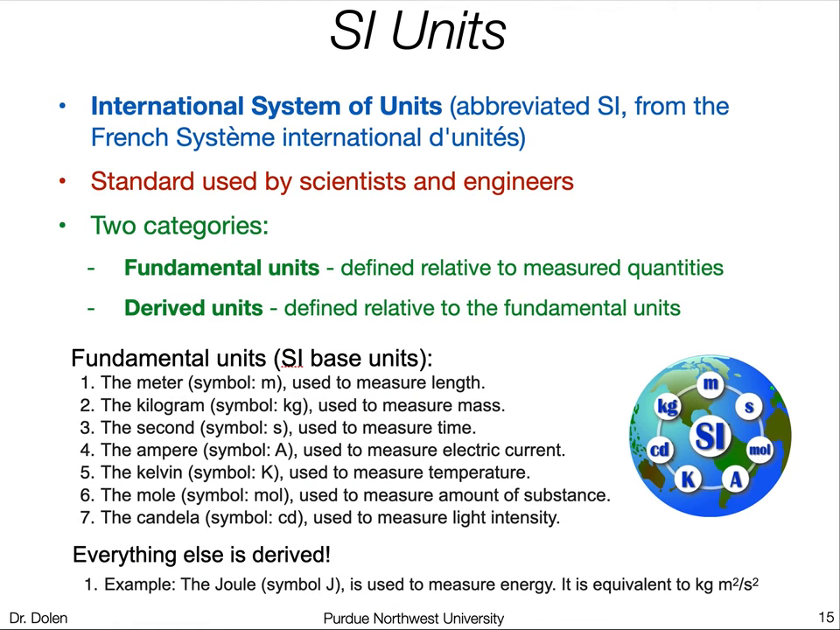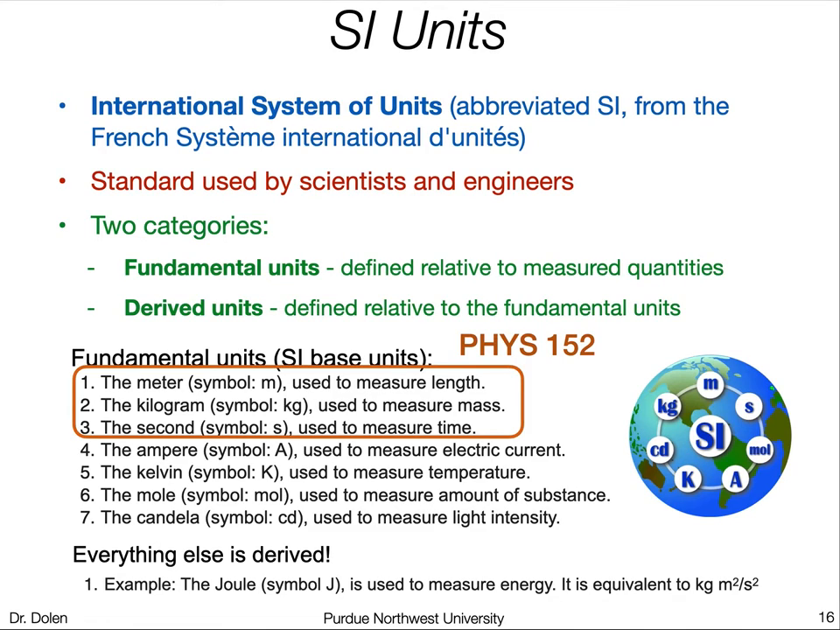So okay, SI units, or Système International, these are the standards used by scientists and engineers, and SI units fall into two general categories. There's what we call fundamental units. These are defined relative to actual measured quantities, like that kilogram we saw in the previous slide. And then there are derived units. These are defined relative to the fundamental units. So there's actually only 7 fundamental units in SI units: the meter, the kilogram, the second, the ampere, the Kelvin, the mole, and the candela. Okay, that's the only fundamental units we have.